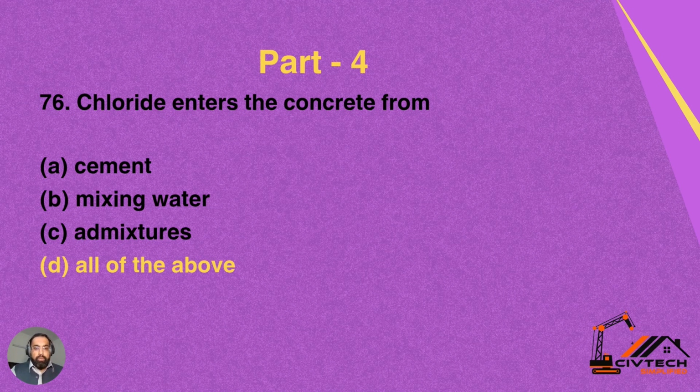Question 76. Chloride enters the concrete from option A cement, option B mixing water, option C admixtures, option D all of the above. So chloride can enter into this concrete through cement, through water, or through any sort of admixtures. So all these options are correct. Option D is the correct answer for this question.